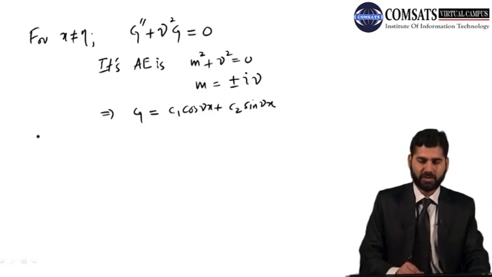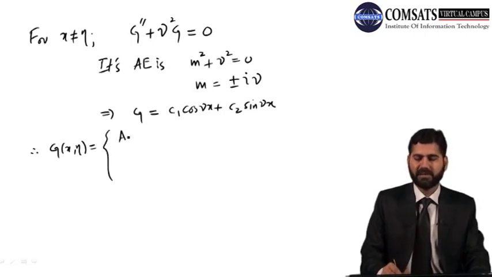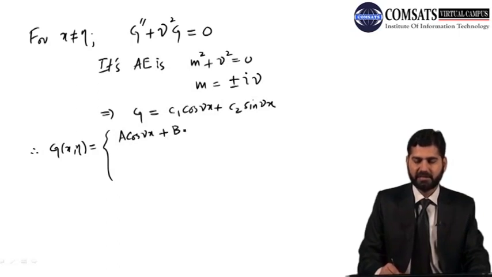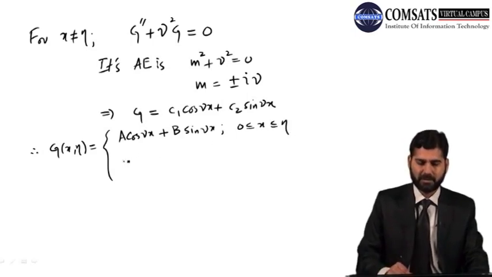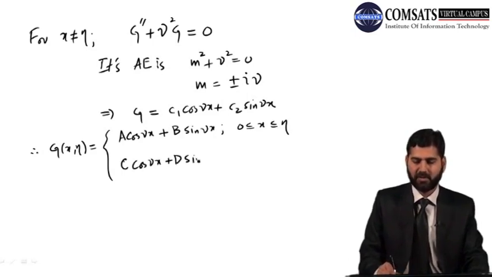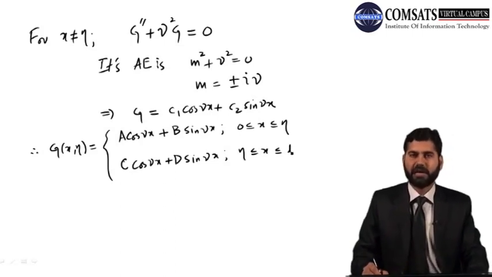All right, so our g(x, eta) should have this form, that we have to define for x less than eta. So just rename the constants a, b for one interval, and c, d for the second interval. a cosine nu x plus b sine nu x, this is for one interval, when x is between 0 and eta, and c cosine nu x plus d sine nu x for eta less than x less than 1. All right. So for convenience, we took L equal to 1 here.